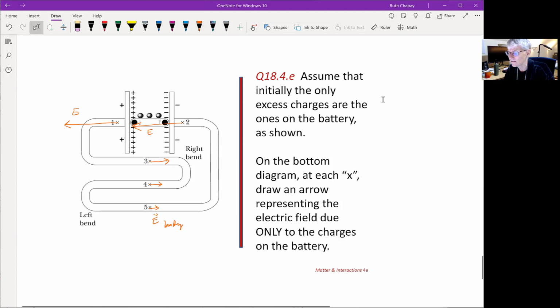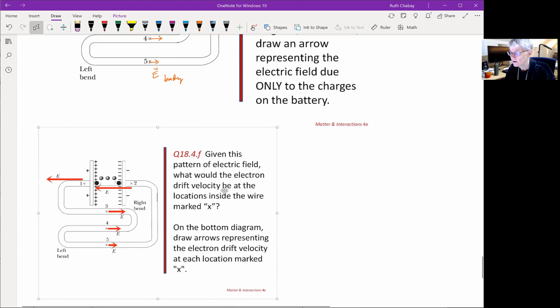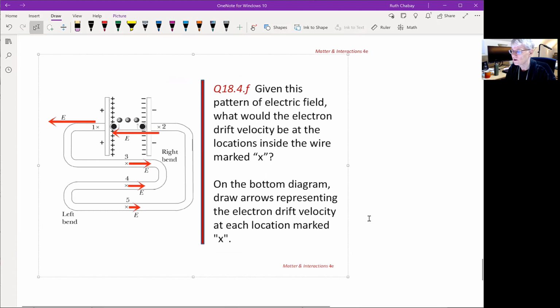All right, well, that's not very encouraging, or it can't be the whole story, because given that pattern of electric field, if this was in fact the electric field at those locations inside the wire, what would the drift speed of the electrons look like at those locations?